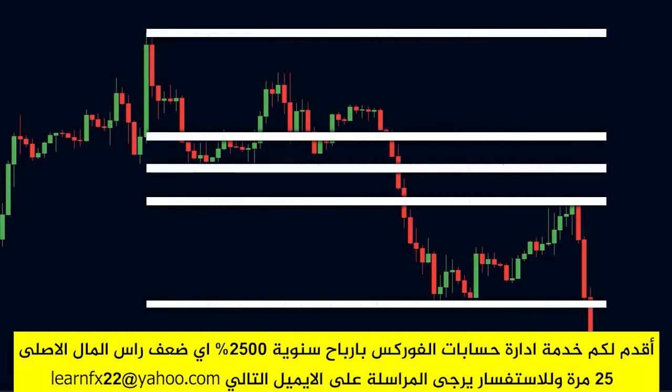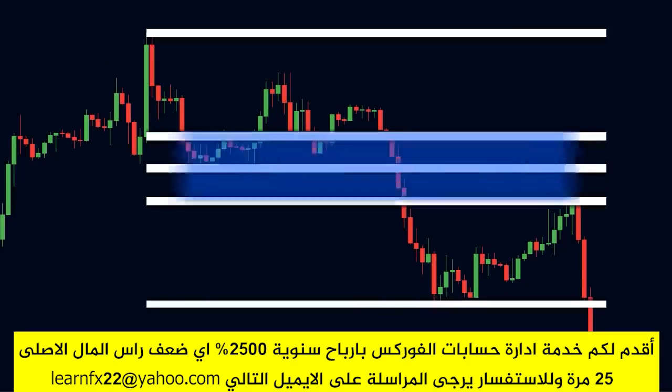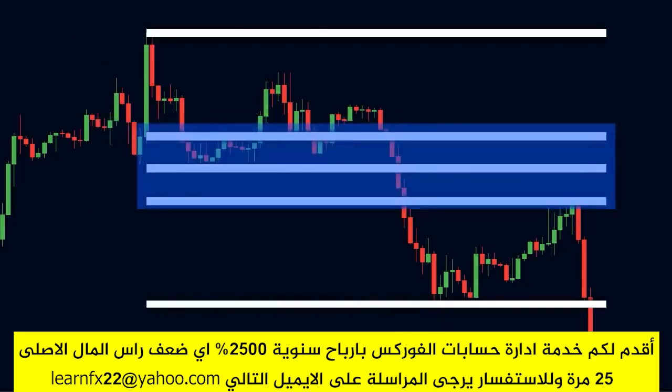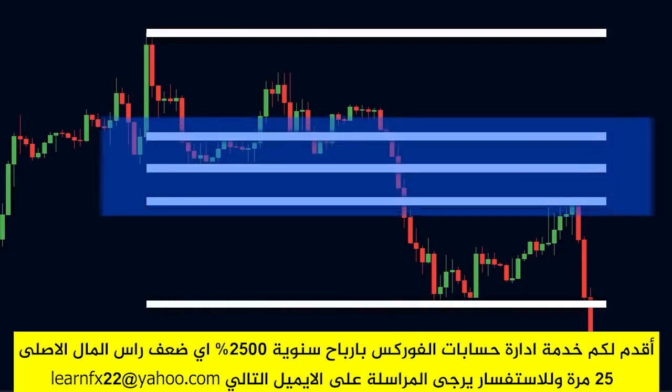Now, we will draw the retracement tool starting from the high of the swing high to the low of the swing low. Again, you will start from the swing high and end at the swing low. The three lines that we get are the Fibonacci retracement levels.